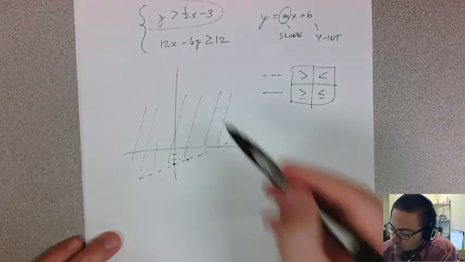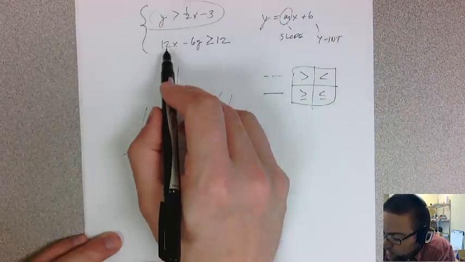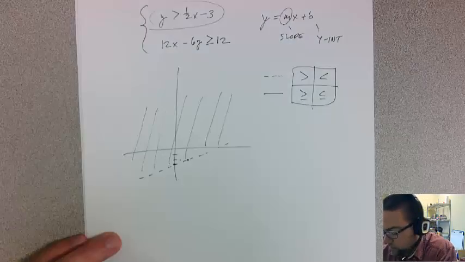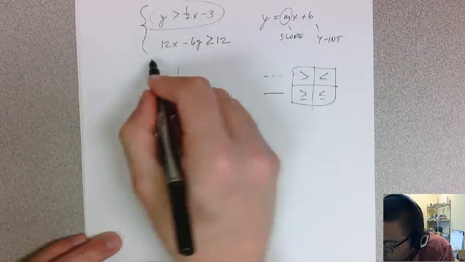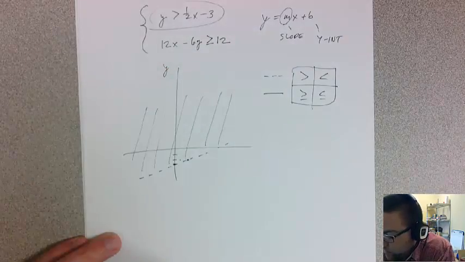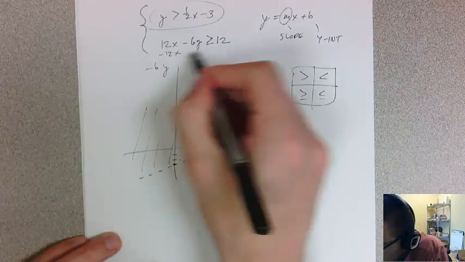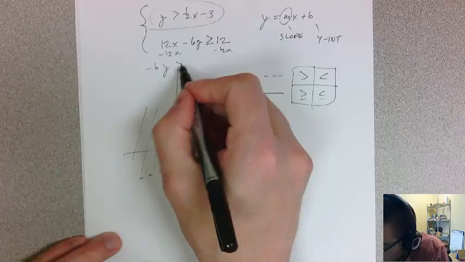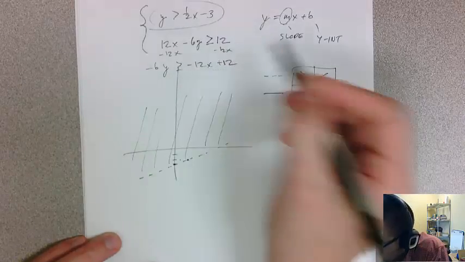Okay. Now the second linear inequality in the system, I need to put it in the correct form to be able to graph it more easily. So let's go ahead and move the x's to the other side, and I want to solve to get y by itself on the left side. So it's going to be first -6y. I'm going to subtract 12x from both sides. So this is greater than or equal to -12x plus 12.